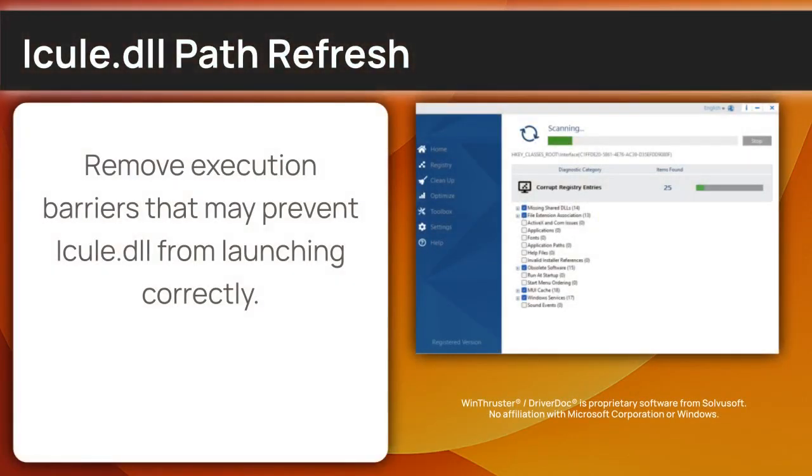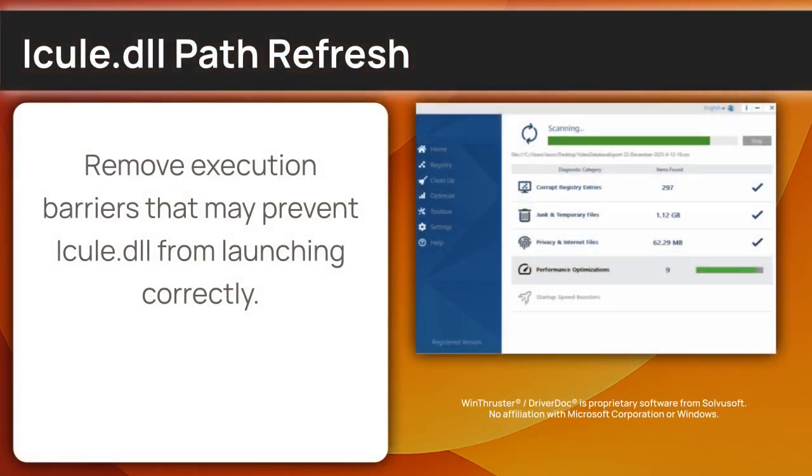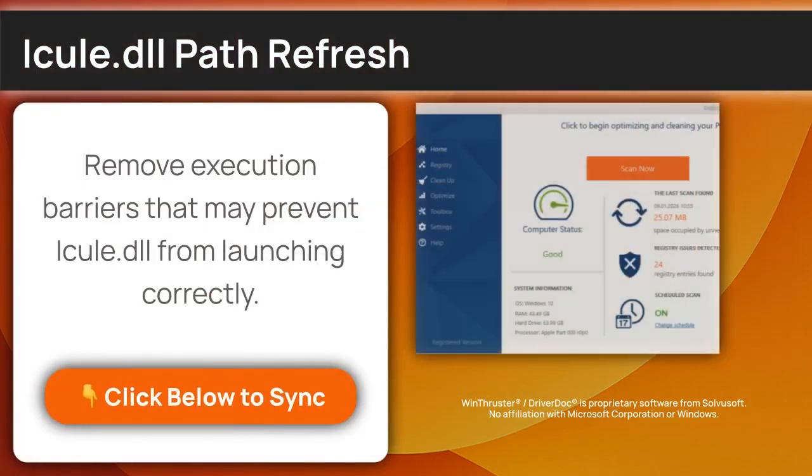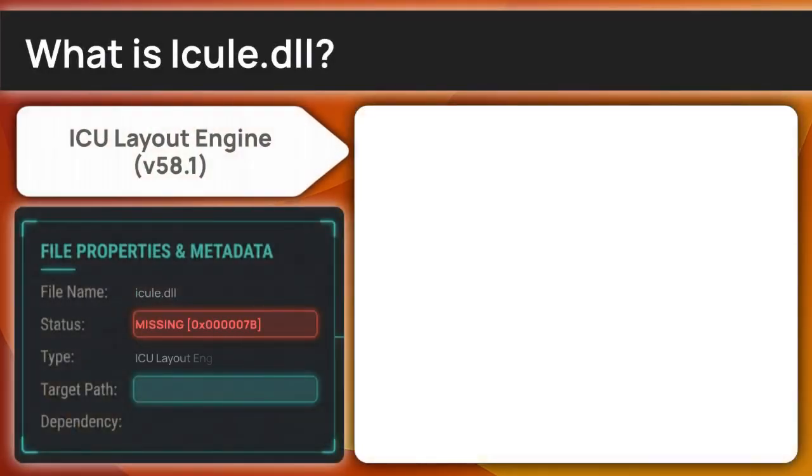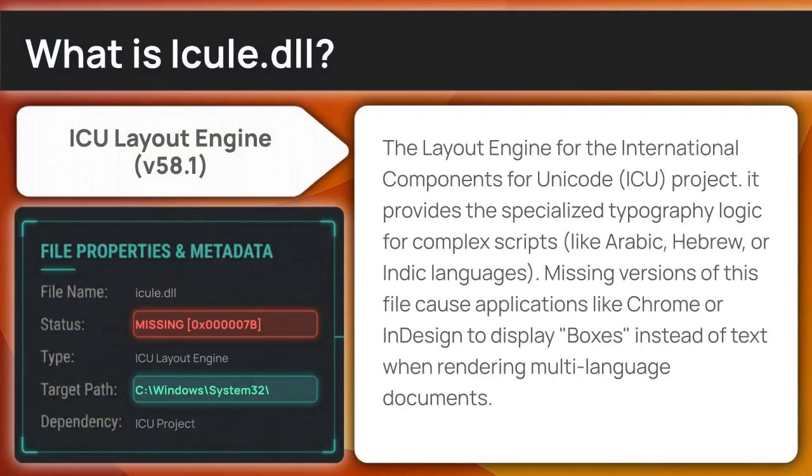As we look at the manual steps for ICU Layout Engine, there is also a diagnostic resource for reviewing your overall system health. This is the ICU Layout Engine, the layout engine for the International Components for Unicode, ICU Project. It provides the specialized typography logic for complex scripts, like Arabic, Hebrew, or Indic languages. Missing versions of this file cause applications like Chrome or InDesign to display boxes instead of text when rendering multi-language documents. Since we've covered what this file is, let's move to the primary fix.